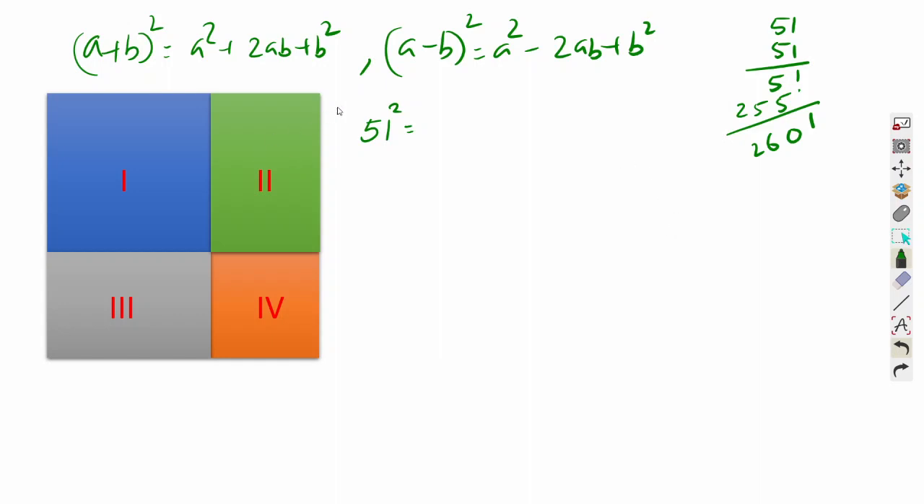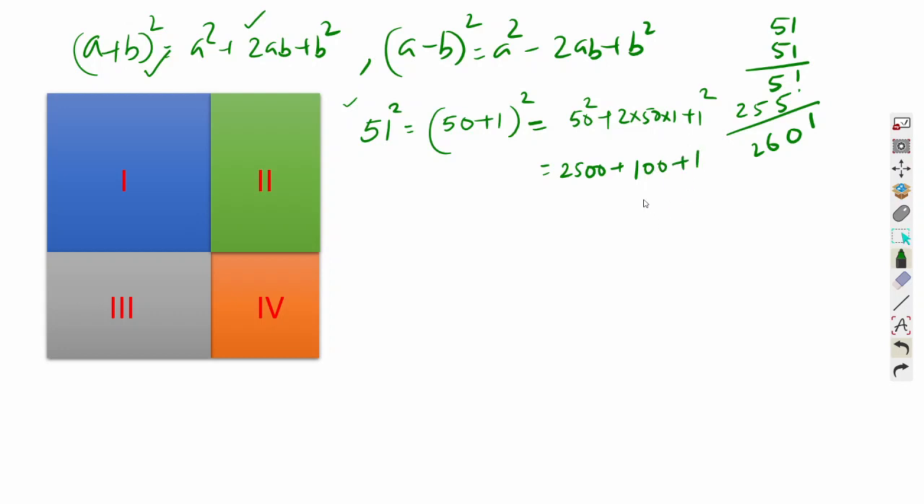If it is given in this format, and if you remember this formula, why can't we write it like this, 50 plus 1 whole square? If it is 51, why can't you convert that into this format? 50 square plus 2 into 50 into 1 plus 1 square. 50 square is 25 and 00. 2 into 50 is equal to 100, into 1 is also the same, plus 1. And the answer is 2601. Understood, my dear students?